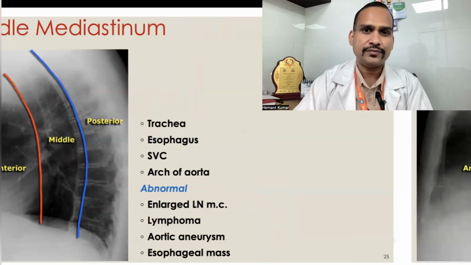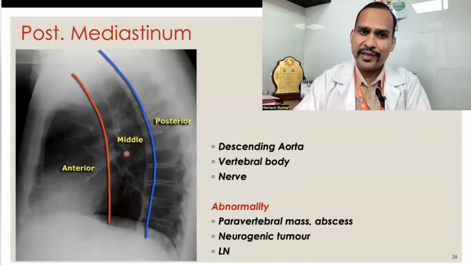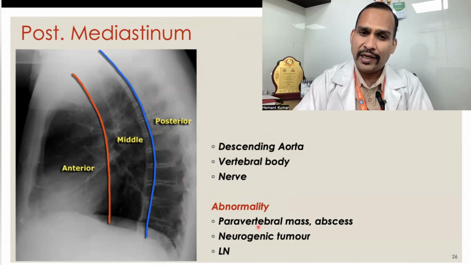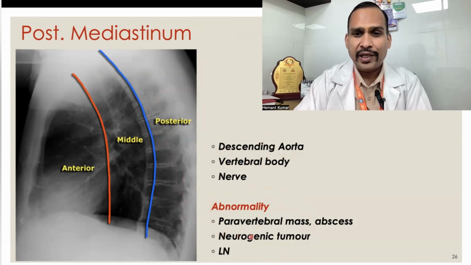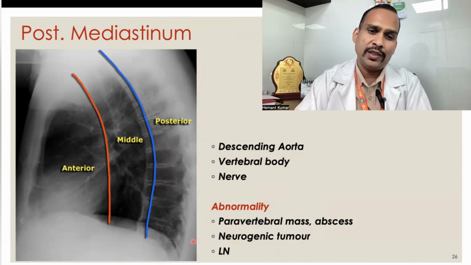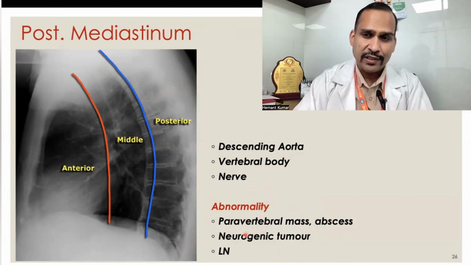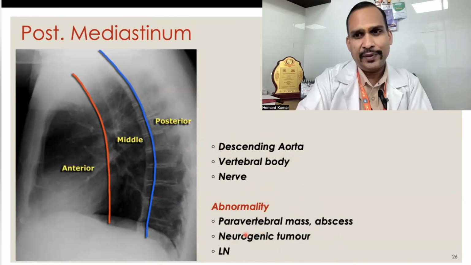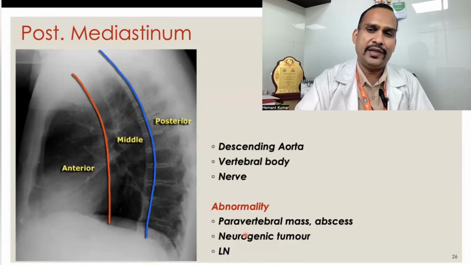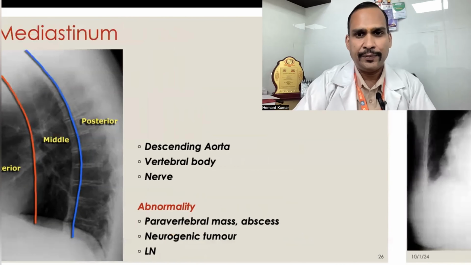esophagus is there. What about the posterior mediastinum? Posterior mediastinum is descending aorta, vertebral bodies, this is vertebral bodies, and nerves. But abnormality could be there, paravertebral mass. If there is a mass here, we can find in the posterior mediastinum, abscess, neurogenic tumor, and lymph node is everywhere. So whenever lymph node is there, it may cause lymphoma. So lymphoma can be there in any compartment, any mediastinum compartment.